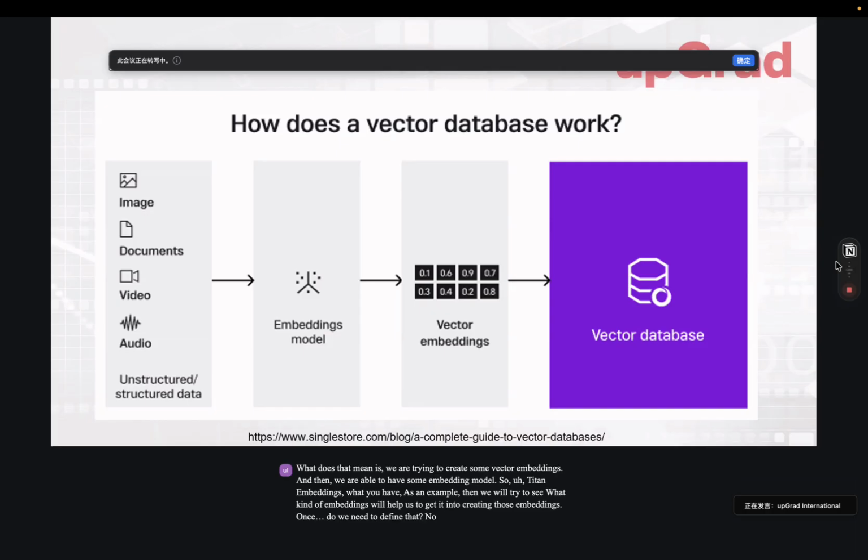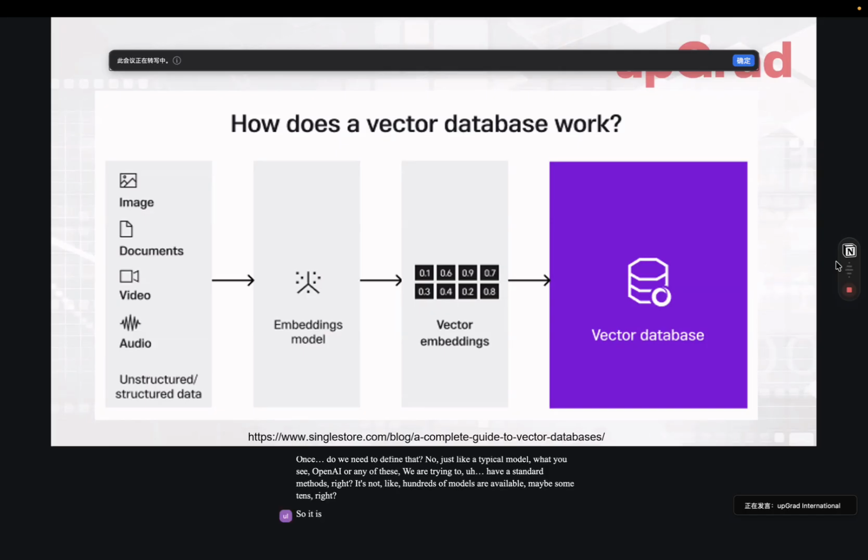No, just like a typical model, what you see with OpenAI or any of these, we have standard methods. It's not like hundreds of models are available, maybe some tens. So it is maybe inspired by your word-to-vec kind of knowledge.